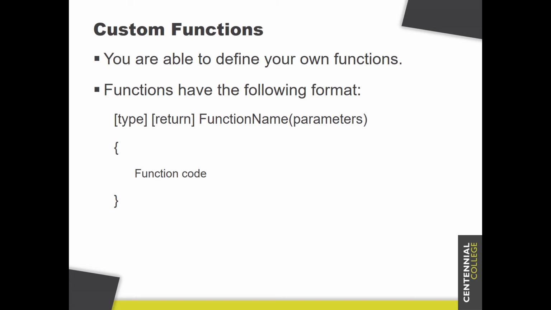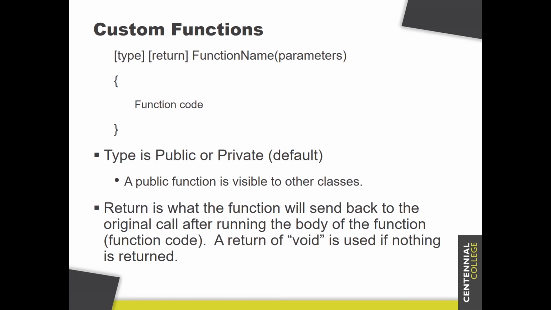And the function code is the meat of whatever it is you're trying to do. So let's take a look at this. A type is either public or private, and it's private by default. So if you don't put anything in for the type, it's automatically private. You have to explicitly say this is a public function in order to make it public. The great thing about a public function is it is visible to other classes. Other classes can actually run this function.